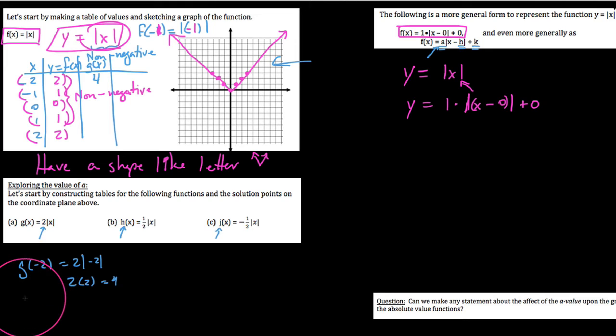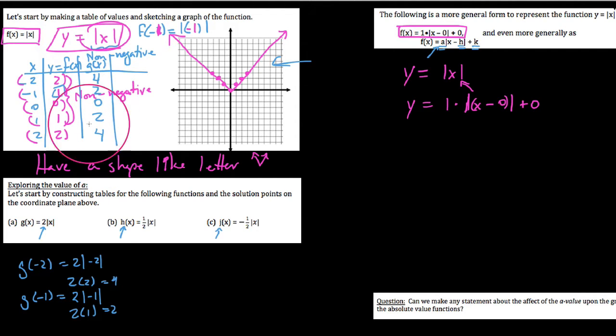And then what if we put in -1? We say, well, what's g of -1? What's our y value when x is -1? Well, it's 2 times the absolute value of -1, which is 2 times just 1, which is 2. So I really could just double this right here. I say 2. If I doubled 0, I'd get 0. If I doubled this one, I would get 2. And if I doubled this 2, we would get 4.